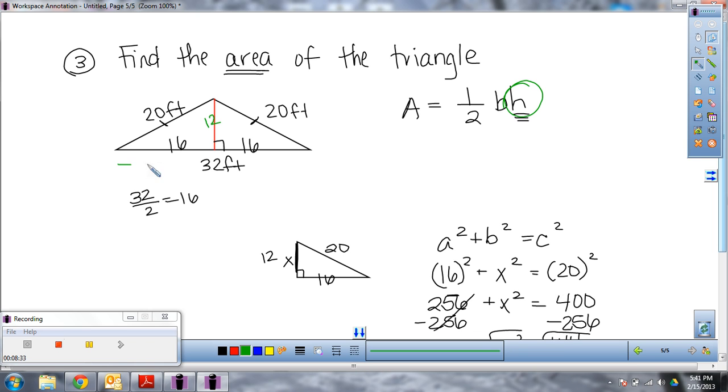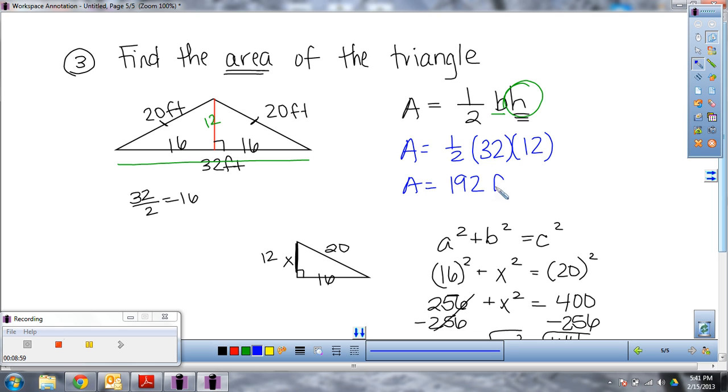We know that the base is 32 feet, so we can substitute that in for base. And we found that the height is 12, so we can substitute that in for height. So now we can calculate for our area. Area is 1/2 base times height, which is 1/2 of 32 times 12. We get 192. Feet is the unit, and since we're finding area, it is feet squared.